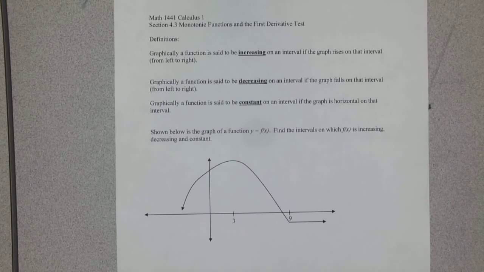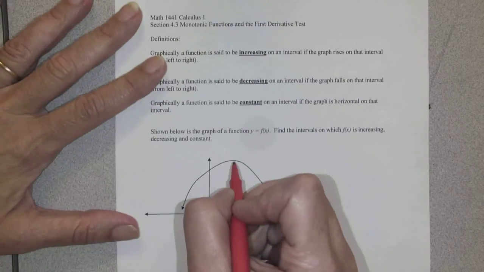So shown below is the graph of a function y equals f of x. Find the intervals on which f of x is increasing, decreasing, and constant. Now, I said this once before when I gave you a horrible graph like this, and I'm going to say it again. Horrible graph because I have no tick marks on the y-axis and very few tick marks on the x-axis. You cannot give me graphs without tick marks. They are meaningless without tick marks. I wish I could say I would stop giving things like this, but this was easy to draw. So that's what we did. Okay, so increasing.